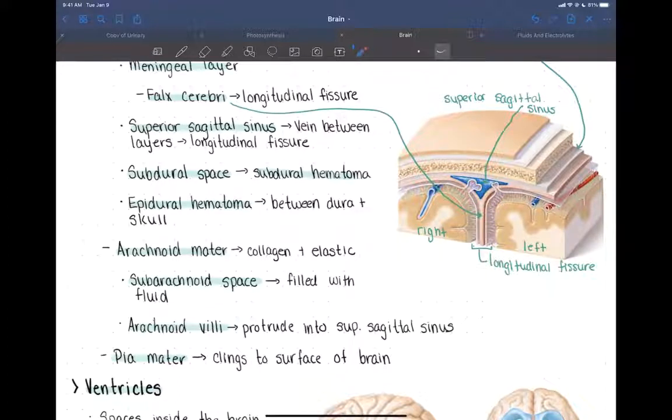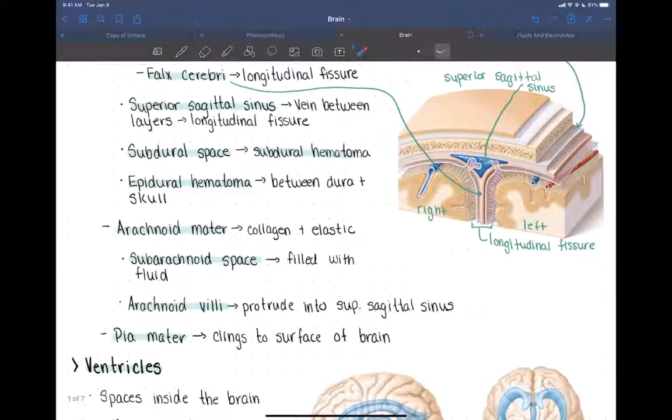The dura mater had 2 parts, the periosteal layer here attached to the skull, and deep to that we have the meningeal layer here, which extends into that longitudinal fissure. That part is called the falx cerebri. And then we have the superior sagittal sinus running between those 2 layers of dura mater. Just inside of that meningeal layer, we have this structure here. That's our next layer called the arachnoid mater.